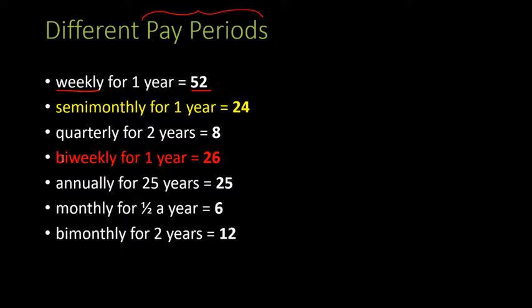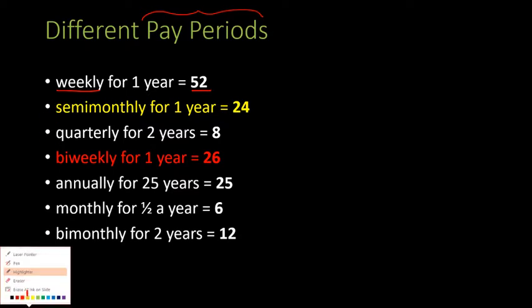This is probably the most standard pay period that most working adults have from their employer. Bi-weekly, so 26 pay periods, being paid every 2 weeks. Annually, we'd be paying once a year. Monthly, of course, there'd be 12 times a year because there are 12 months in a year. Bi-monthly would be every 2 months. I want to focus on bi-weekly and semi-monthly because I see students mixing these two up quite a bit.